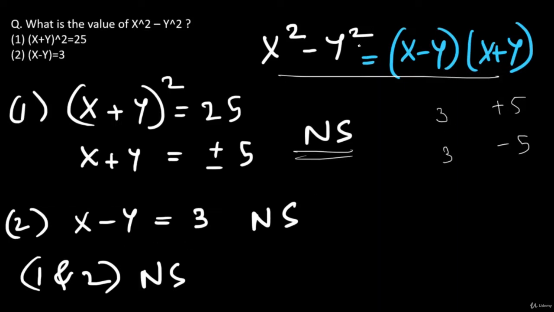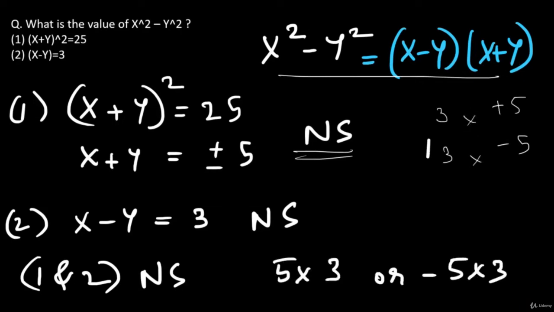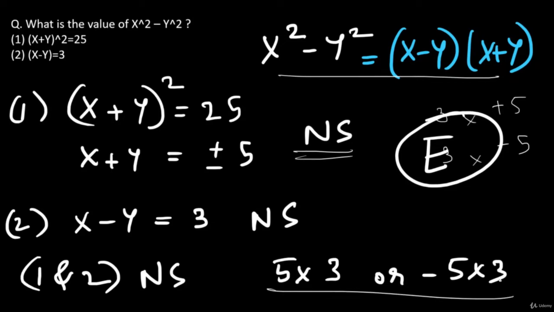So x square minus y square is x minus y into x plus y. So it can have two values, right? It can have the value 5 into 3, which is 15, or minus 5 into 3, which is minus 15. So we are not getting one unique numerical value, and hence the correct answer to this question is option E. That is, this question cannot be solved even using both the pieces of information given in statement 1 and statement 2.